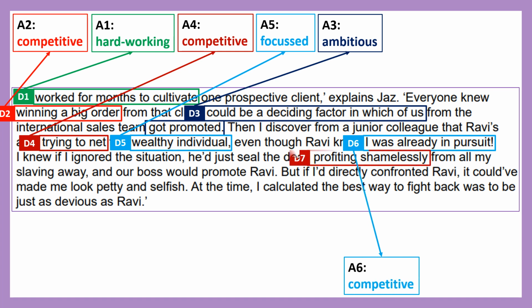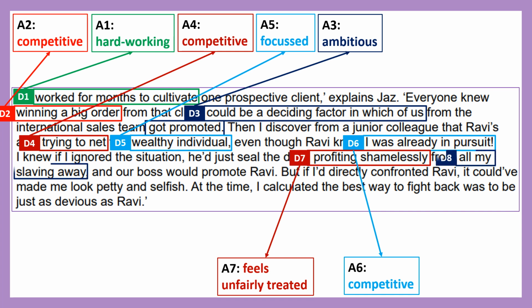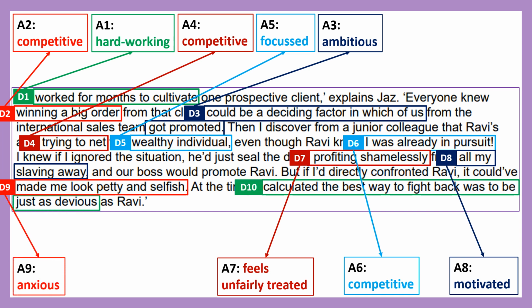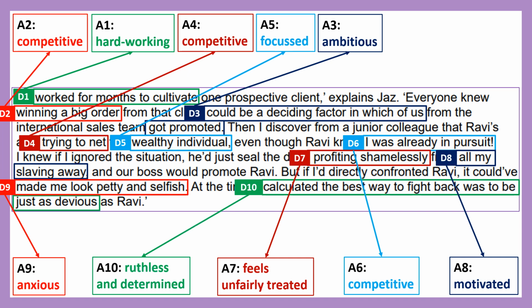Detail 7 suggests that he feels unfairly treated. Detail 8 shows that he is motivated. Detail 9 indicates that he is anxious. Detail 10 suggests that he is ruthless and determined.